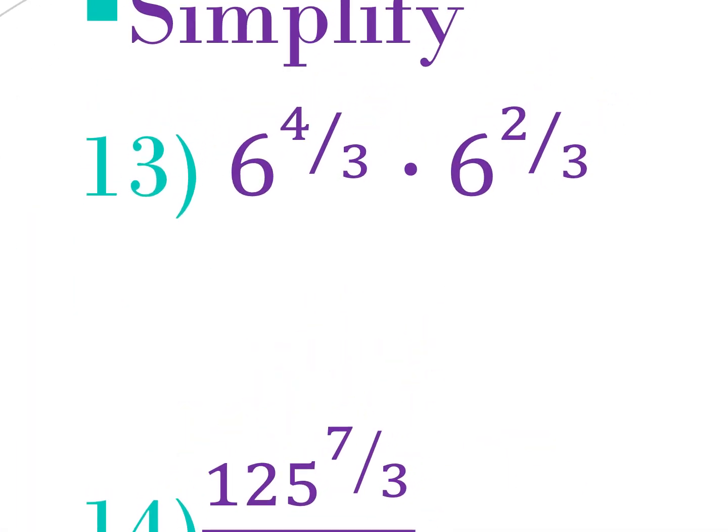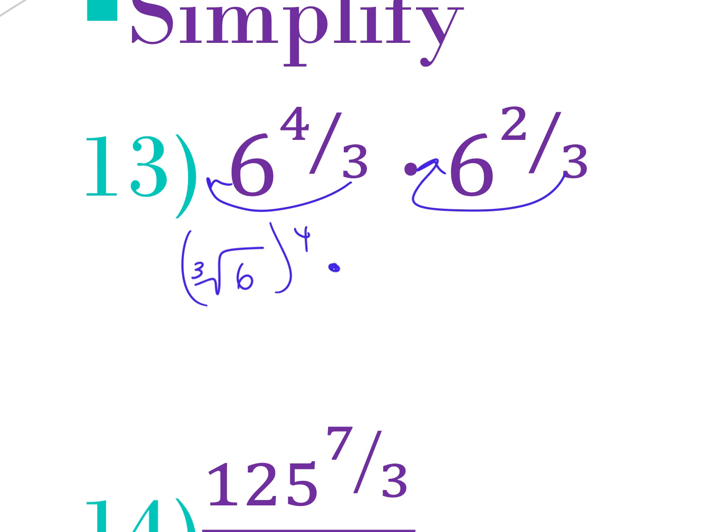Some of you, the first thing you do here is say, okay, this goes here and this goes here. So you have the cube root of 6 to the 4th, and then you're going to say the cube root of 6 squared. And then you're going to go, this problem doesn't work. There is no cube root or square root of 6, right? So say you do that.